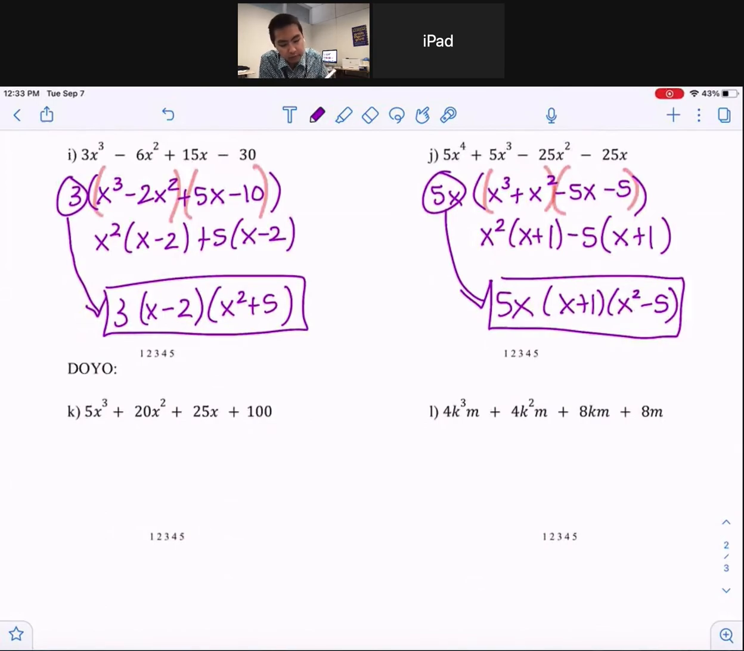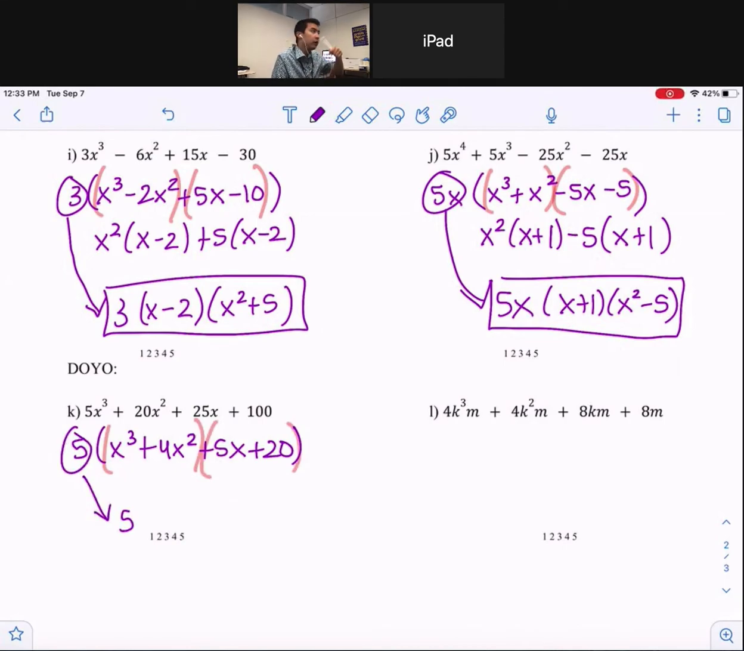Okay, you can factor out a 5 from each one, so 5x to the third. 20 divided by 5 is 4x to the second. 25 divided by 5, 5x. 100 divided by 5, plus 20. So we could group these. Don't forget the 5 later on. So you guys can factor out x to the second from both to get x plus 4, and factor out a 5 from both for x plus 4. So we get x plus 4 times x squared plus 5 as your guys' factor.